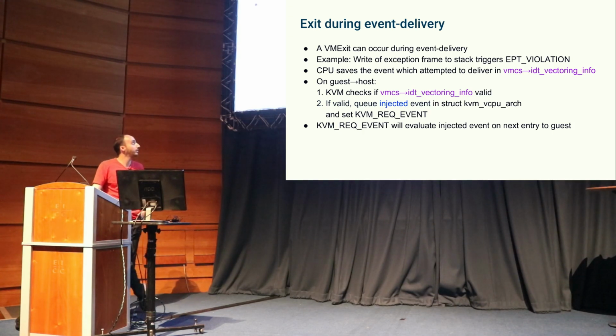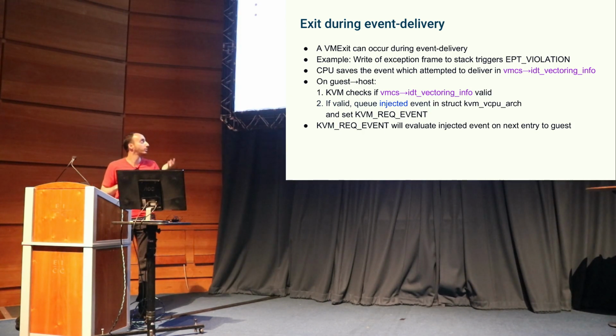What it will do instead is exit on EPT violation, but also record, inside a special VMCS field called IDT vectoring info, the event that the CPU attempted to deliver but could not because of the exit. The way that KVM handles this, and again, we're talking about the non-nested case, is that on every exit from the guest to the host, KVM checks if this special VMCS field is valid. If it is, it takes the event that was recorded there by the CPU and queues it as an injected event in our virtual CPU software struct.